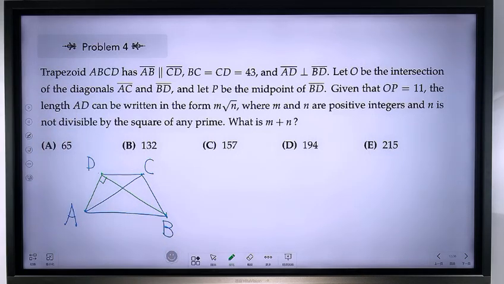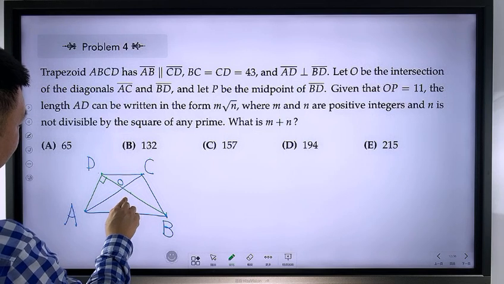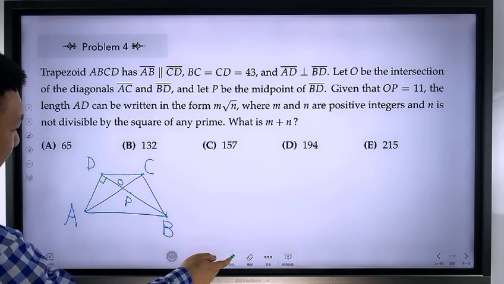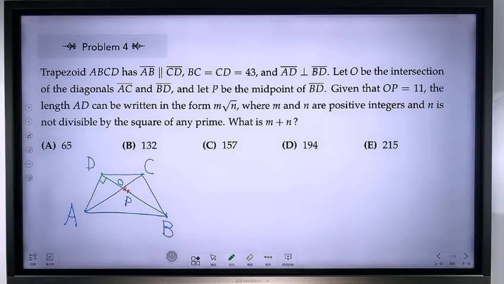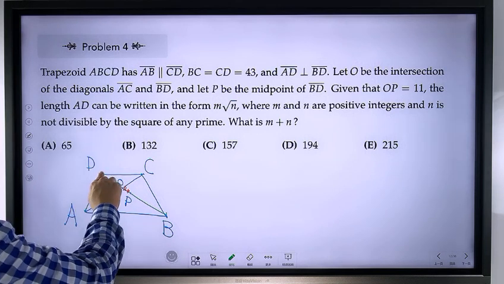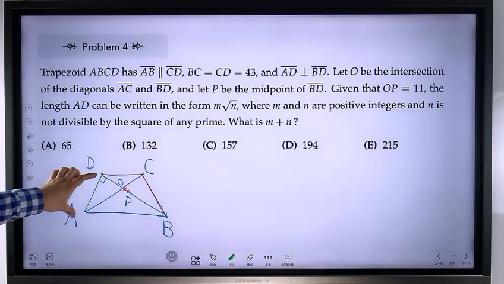So the next condition: O is the intersection of the diagonals, and P is the midpoint. Okay, and OP is 11. All right, so we know that this is 11. That is the part we know. And also BC equals CD equals 43. Okay, so that's good. Those two parts we know. So what are we going to calculate? We need to calculate AD.